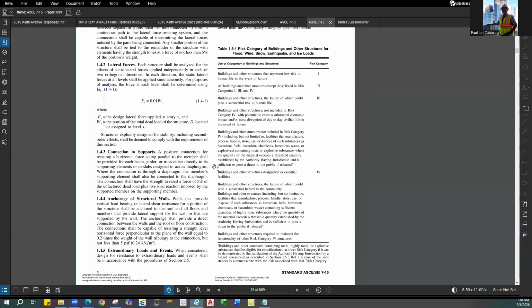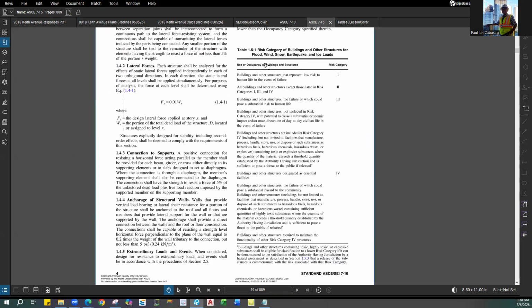So the higher these loads are, the more load demand. But at the same time, you have the capacity of the structural members that you're trying to amp up the loads for to resist. So these loads apply to all the loads, like flood loads, wind loads, rain loads, snow loads, earthquake loads, ice loads. And as an engineer, it's very good to be familiar with what each building risk category is.